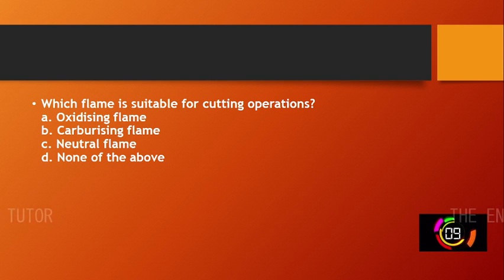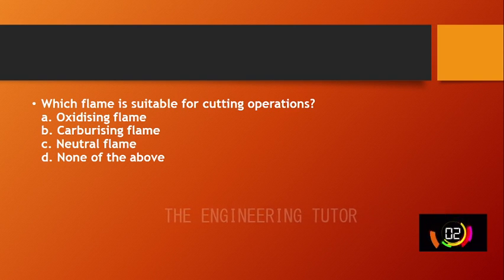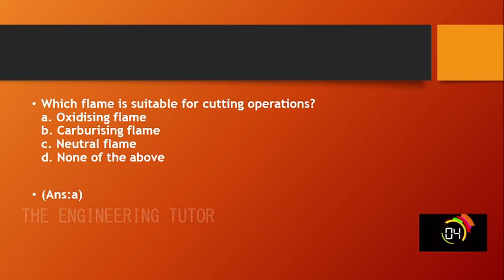Here's the next question: which flame is suitable for cutting operation? I have already mentioned that. For cutting operation, we will be using an excess amount of oxygen. After we heat the metal, we will be cutting the metal with the help of extra oxygen. So we will be using oxidizing flame for the cutting operation. So the answer is oxidizing flame.